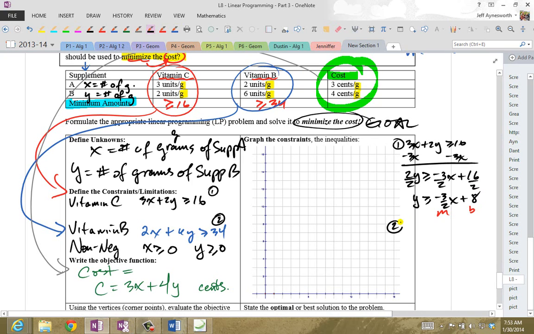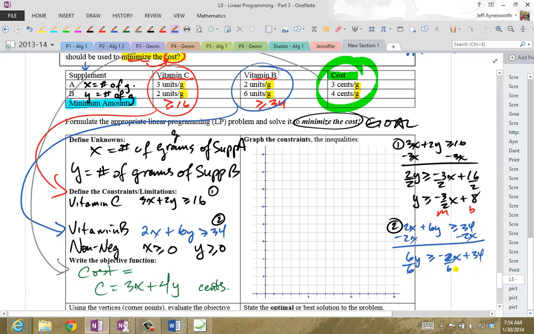Inequality number 2 on the vitamin B. So vitamin B, we have 2x plus 6y is greater than or equal to 34, because that was a minimum requirement. So again, let's subtract 2x here, and you get 6y is greater than or equal to negative 2x plus 34. Who's working ahead of me, by the way? Yeah, a lot of you. Very good. That's a sign of a good class.